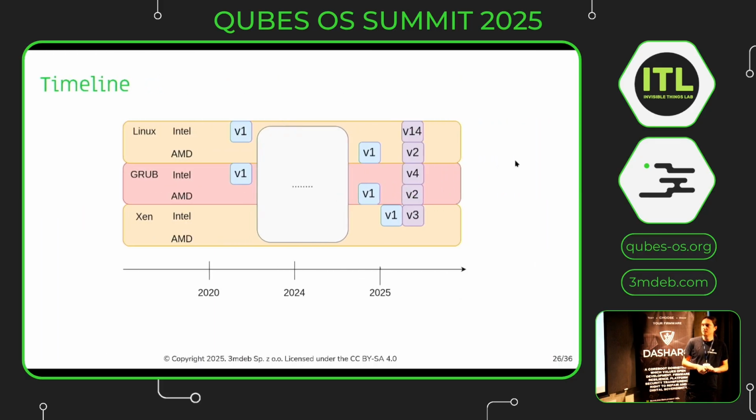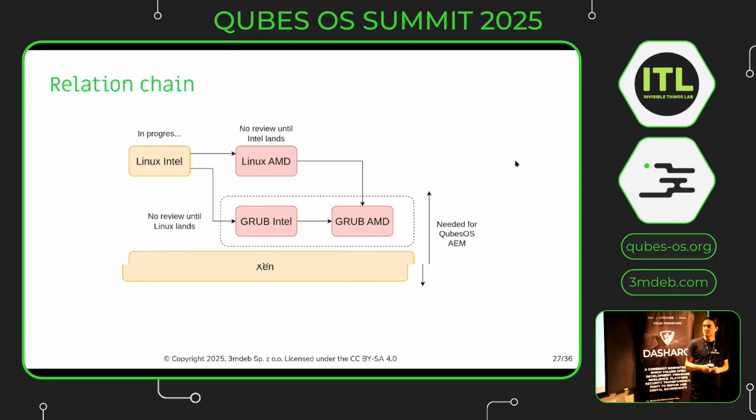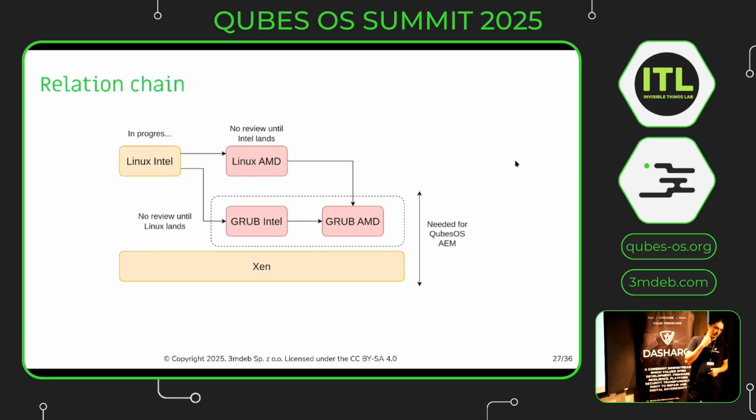In terms of upstream, it's a long story. It started back in 2020 with the first Linux and GRUB patches, a patch series submitted to mailing lists. Right now, Linux is at version 14, GRUB at version 4. Why is that? There is a dependency chain that we saw in the process. The Linux Intel series was the first one.